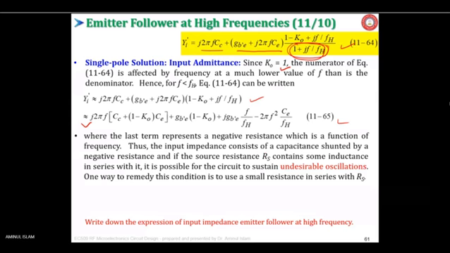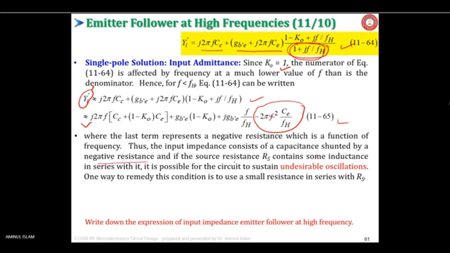So the conclusion of this is that the last term represents a negative resistance, which is a function of frequency. Obviously, F is there. Thus, the input impedance consists of a capacitance shunted by a negative resistance. This is input admittance we are talking about, so 1 upon that is the resistance, remember. So the input impedance consists of a capacitance shunted by a negative resistance.